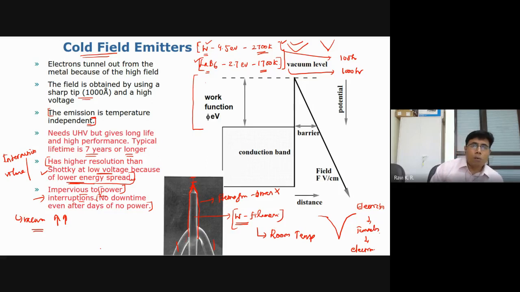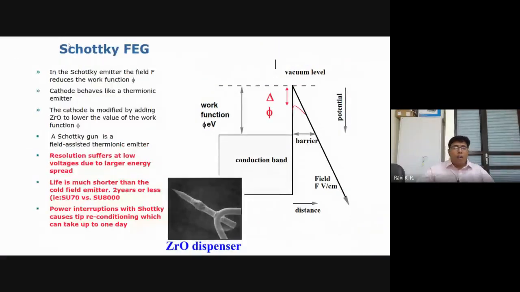So this is what we have about field emission. Cold FEG, in the strict sense, if you are talking about a field emission electron microscope, the cold FEG is the true field emission scanning electron microscope. What we have is a Schottky FEG. Schottky FEG uses both thermionic plus field emission.